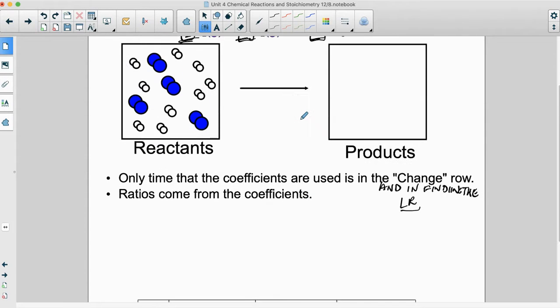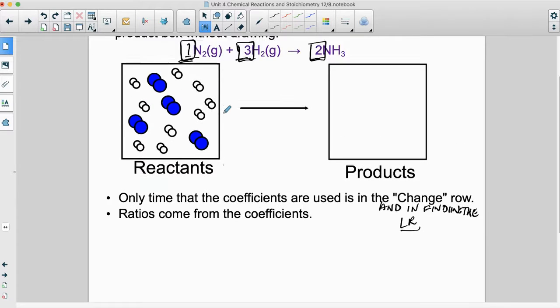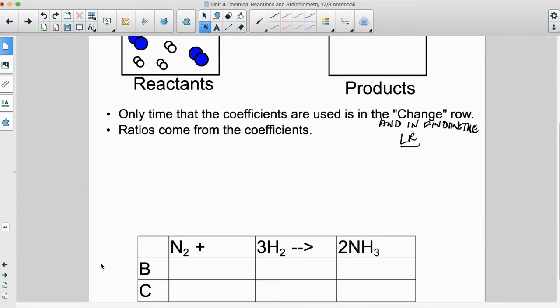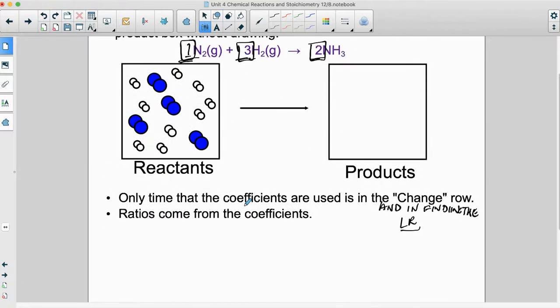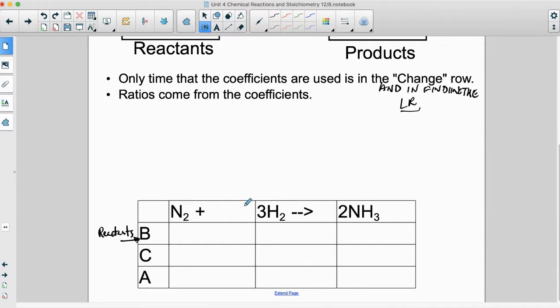So here we have a particle model of the reactants. We're going to fill in our before line with the reactant amounts. The before line represents what is present in the reactants before the reaction starts. Now, of course, we could draw some particle diagram and get the results, but the idea is that we want to be able to do this without drawing the picture, because we're not always going to have a picture. We're not always going to have particles.